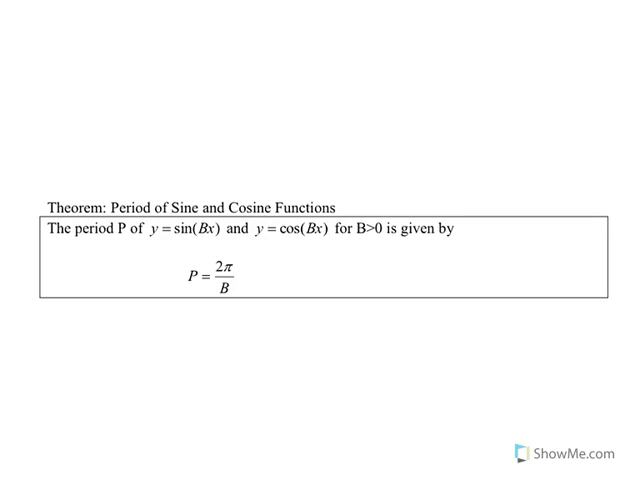And here's just something that we want to kind of commit to memory. To find the period of a sine or cosine function, if you have a b value, your period is always going to be the original 2 pi divided by the b value. So to find your period, it's going to be 2 pi divided by b.